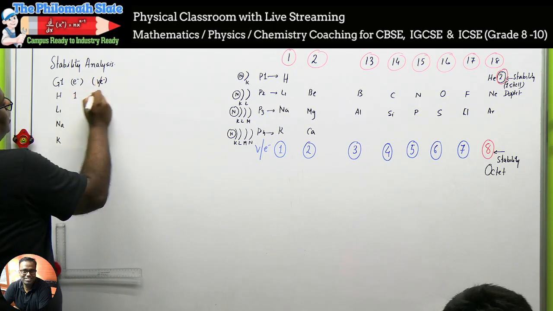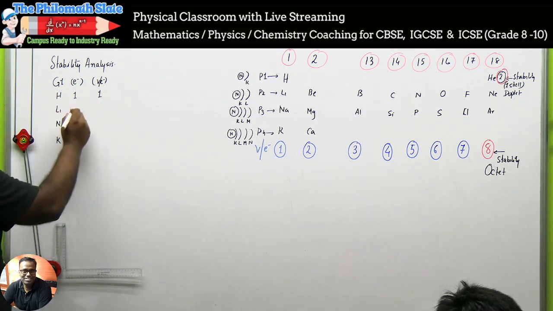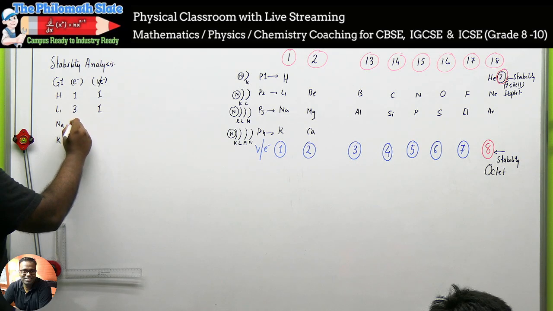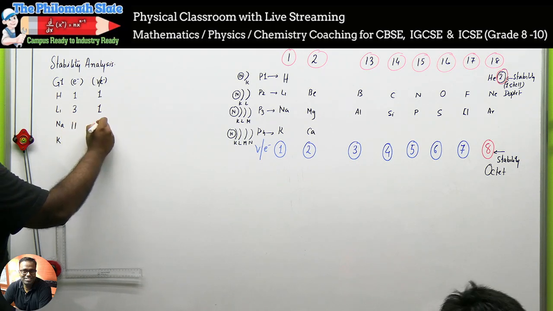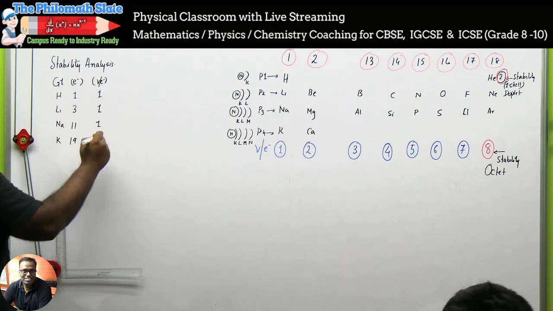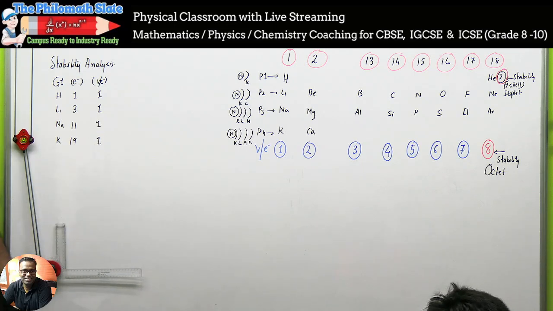Hydrogen has 1 electron, and that itself is the valence electron. Lithium has got 3 electrons and 1 valence electron. Sodium has got how many? 2 8 1, 11 electrons and 1 valence electron. And potassium has got 19 electrons and 1 valence electron. सबके पास 1 valence electron ही है। ये चीज clear हुआ?